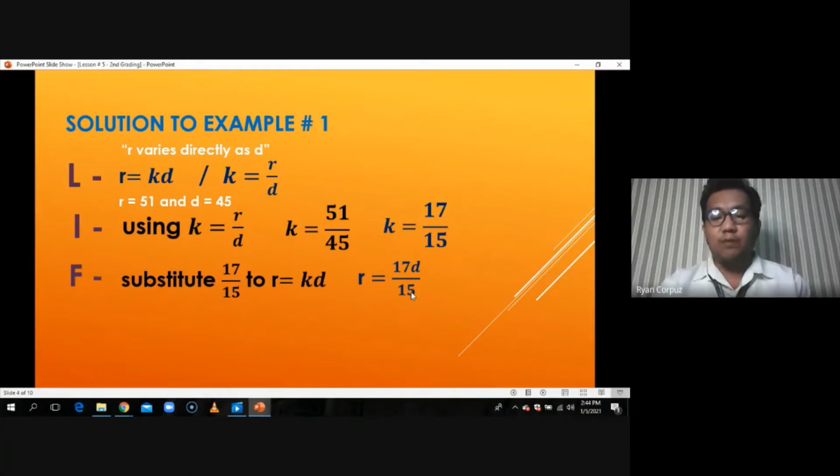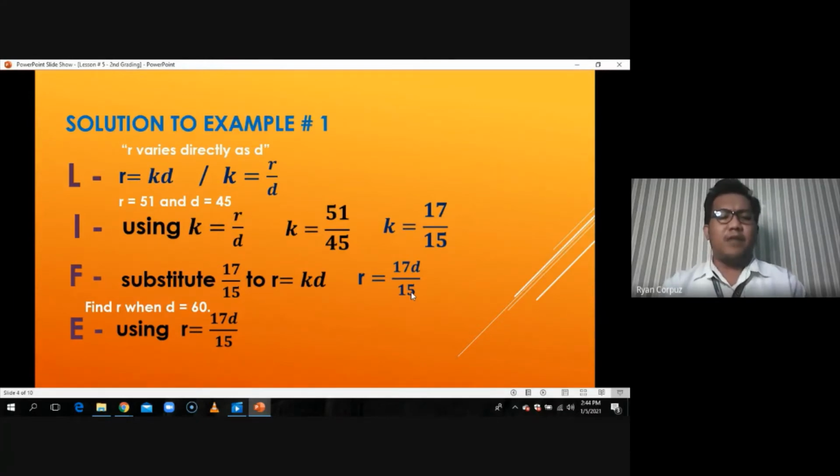Then since we do have a new form equation, which is what we call the equation of variation, we are now going to apply the last step. So using that new form equation, we are now going to find out what is unknown in the problem. So we are here now going to answer what is asked in the problem. Ano ba tinatanong? Sabi doon, find R. What is that R again? R is the number of kilograms of rice.